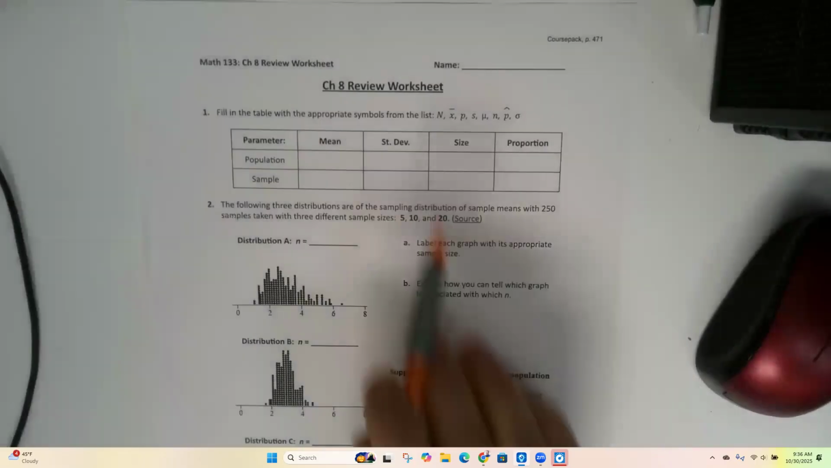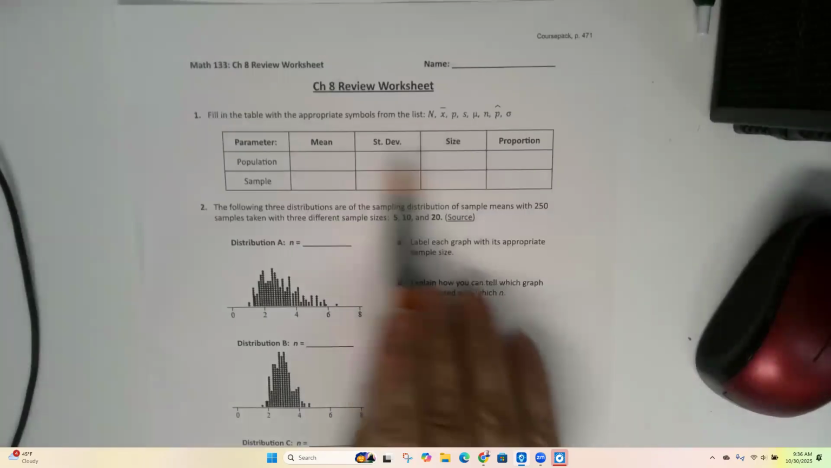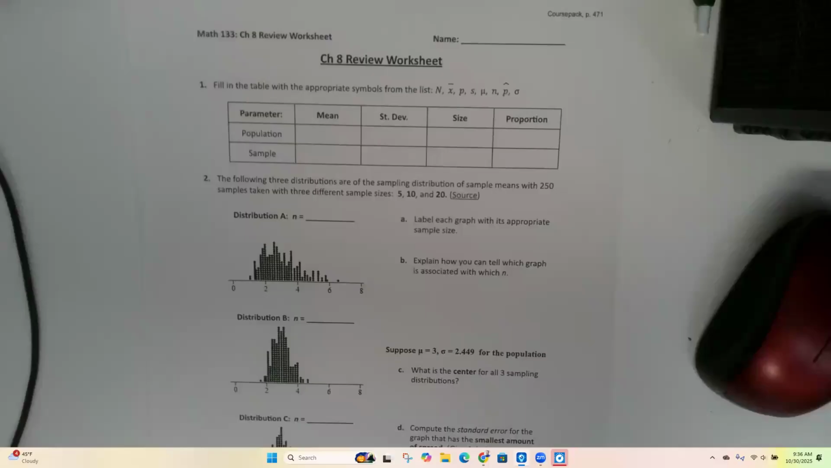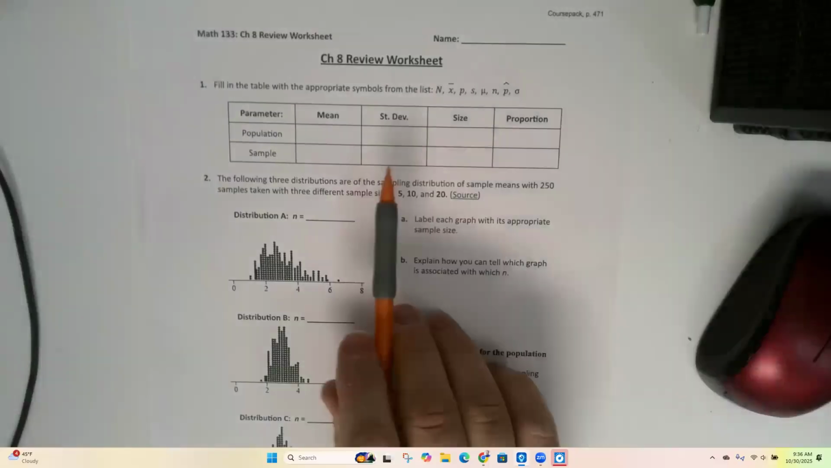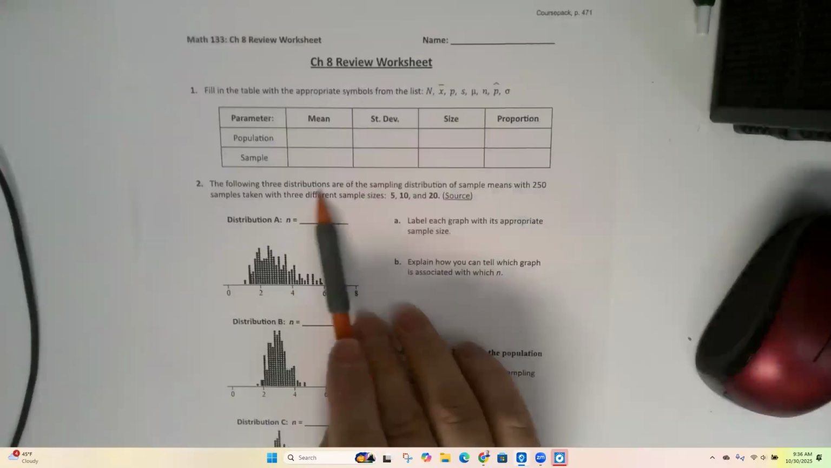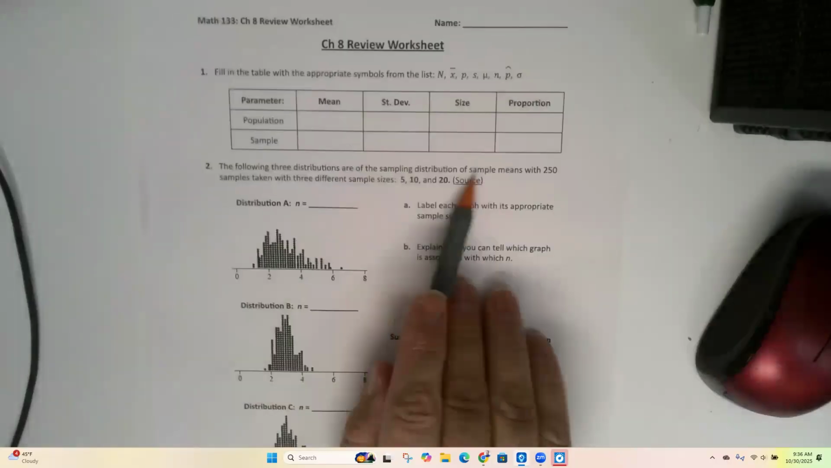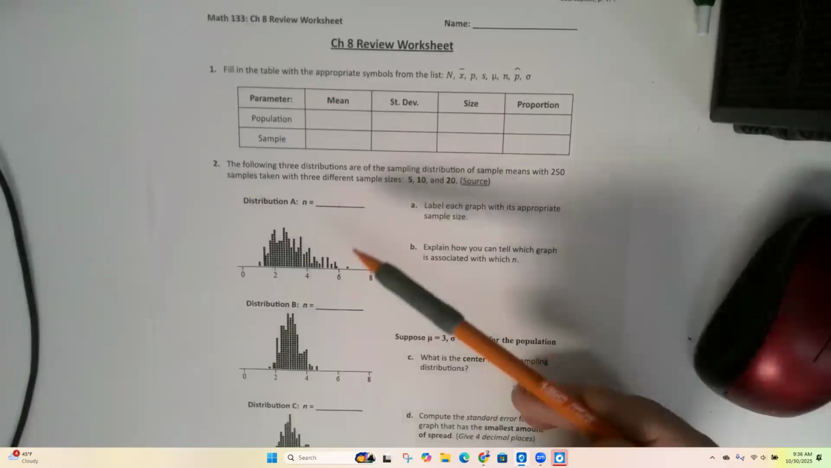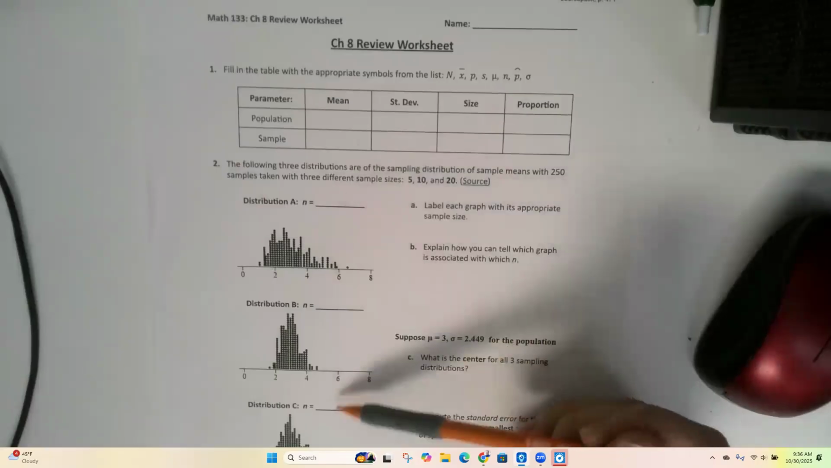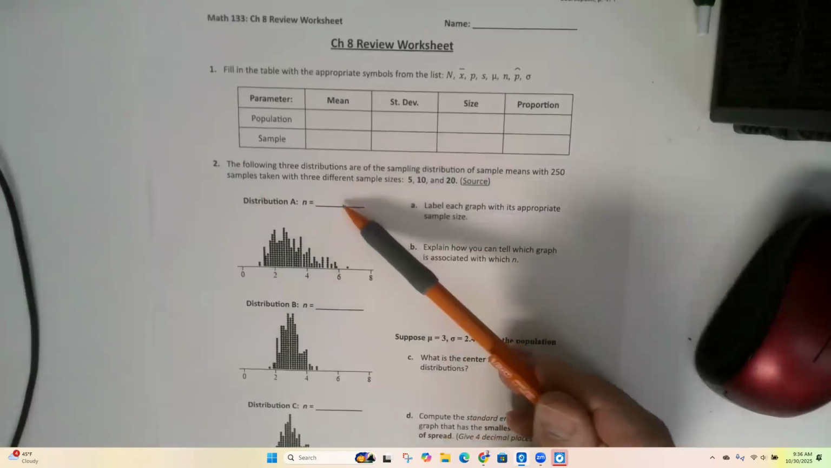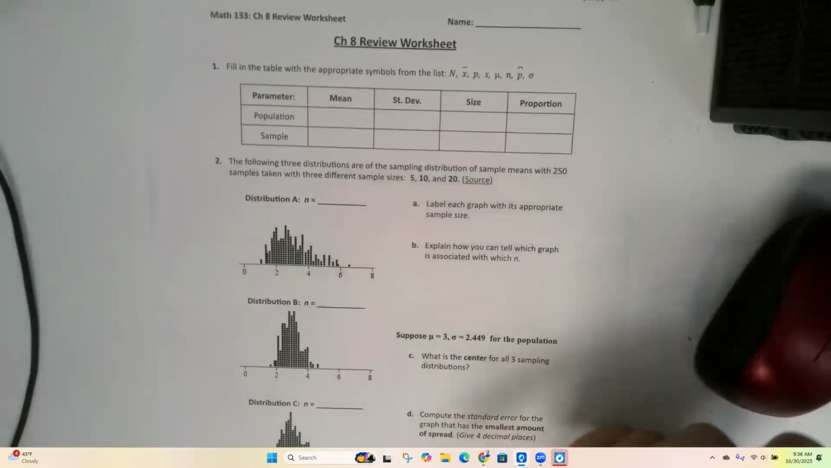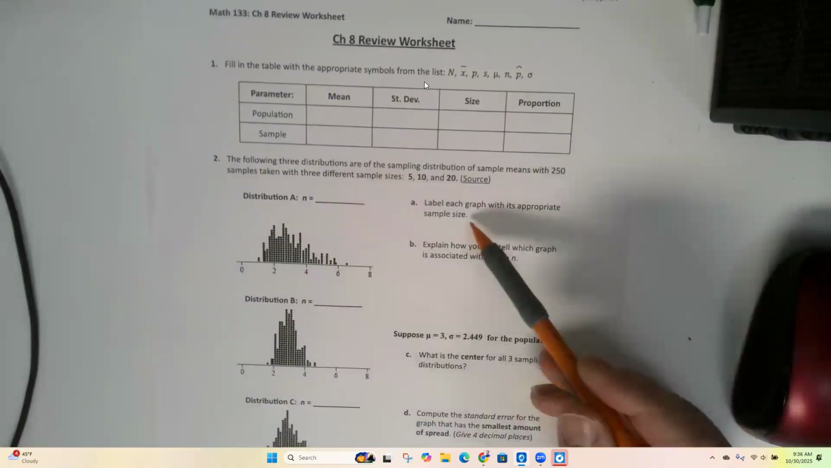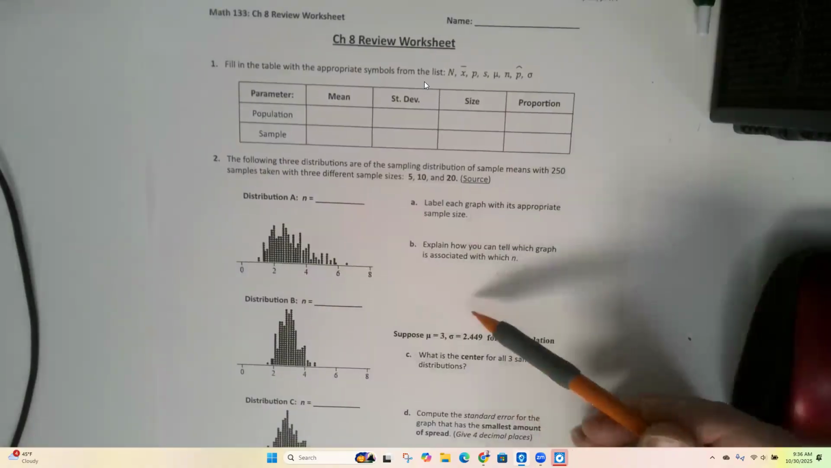Okay. Anyway, for question number 1, you're just going to fill in the symbols for all of these different things, depending on whether it's a population or a sample. So no big deal there. The following 3 distributions are the sampling distribution of the sample means, 250 samples taken with 3 different sample sizes, 5, 10, and 20. So one of these was for n equals 5, one of them n equals 10, and one of them n equals 20. After you've done that, explain how you can tell which graph is which.